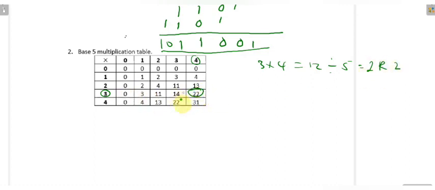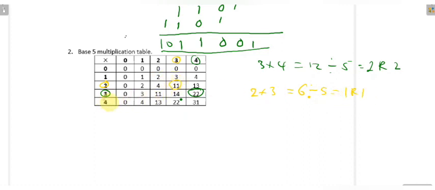Now let me randomly pick another number. 2 times 3. So 2 times 3 is equal to 6. It's greater than base 5, so I'll divide by 5. That's 1 remainder 1. So I have 1, 1. That's why I have 1, 1.